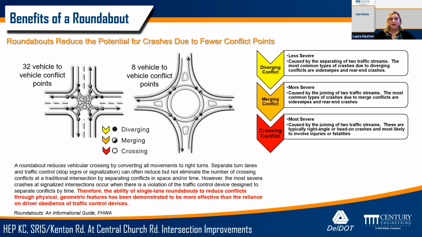So as stated at the bottom of the slide, the ability of a single lane roundabout to reduce conflicts through physical and geometric features has been demonstrated to be more effective than reliance on driver obedience of traffic control devices. So in other words, the roundabout puts in physical features and geometry. We have splitter islands and a central island that actually slow the cars down and have them obey the rules of the roundabout. Whereas with a traditional intersection with a signal or a stop sign, we are just relying on the driver's obedience of that traffic control device.